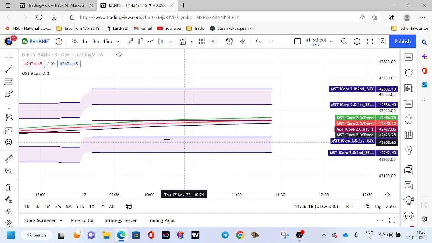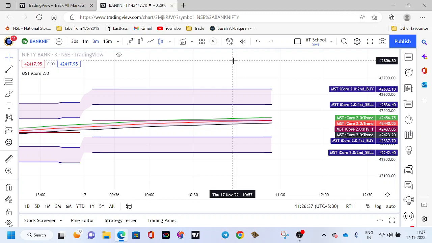What it indicates: whenever the market is above this 3 line, the market is in a buy trend. Whenever the market is below this 3 line, the market is in a sell trend. This is based on the trending of the market, but it has nothing to do with the 4-line strategy. Our 4-line strategy is completely different.